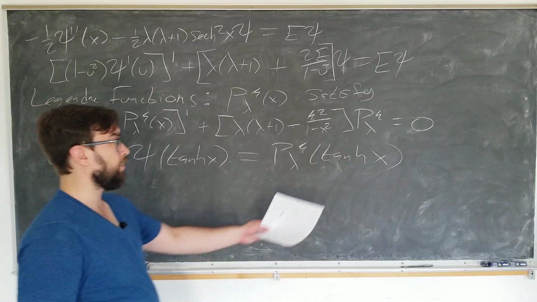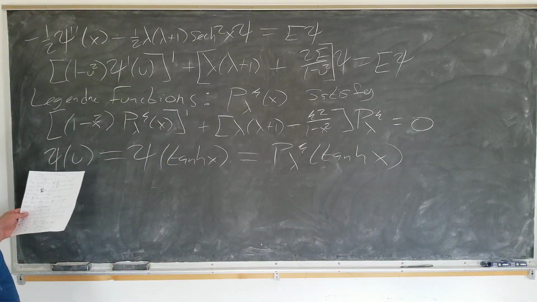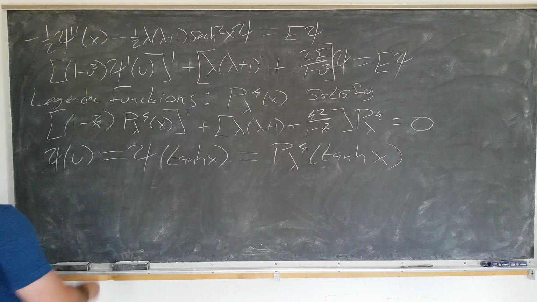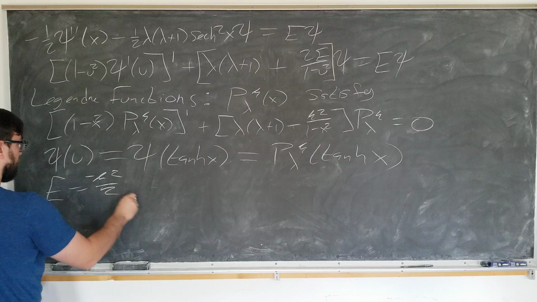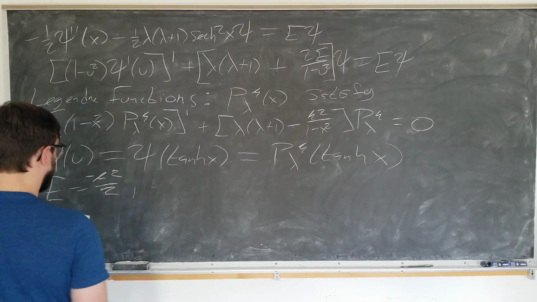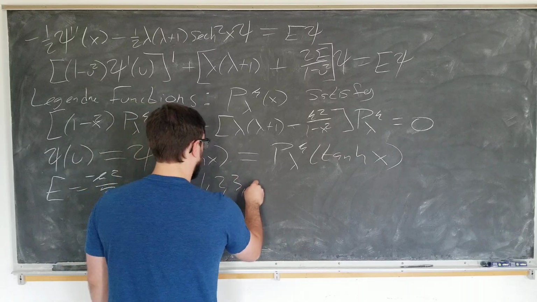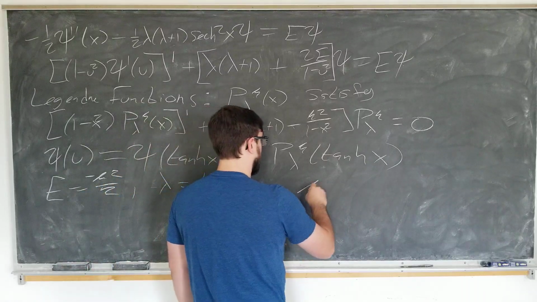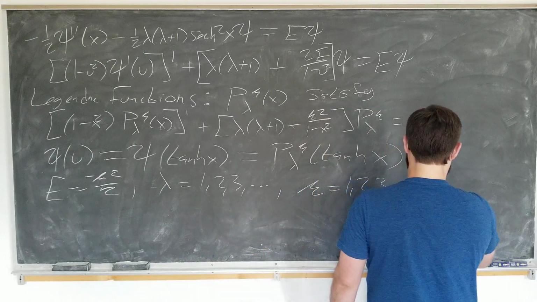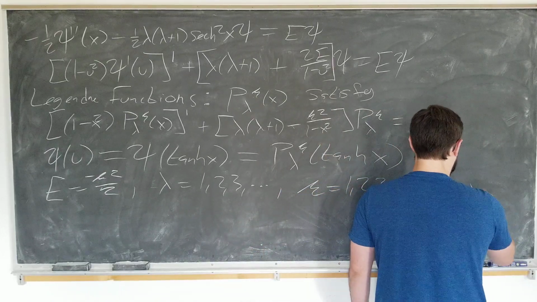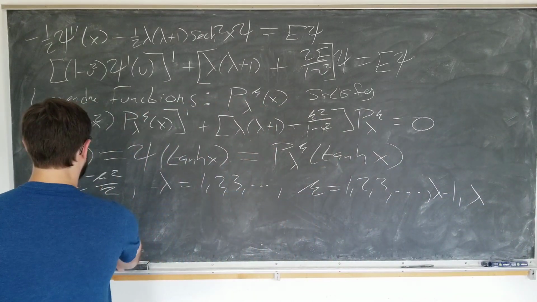And the P lambda mu's have a few conditions that go along with them. So if we want them to be the same, we need the E to be minus mu squared over 2 with the following conditions on lambda and mu. So lambda is just a positive integer, but mu is a positive integer that cannot exceed lambda. We'll see this graphically in a moment. It's not as esoteric as it sounds.